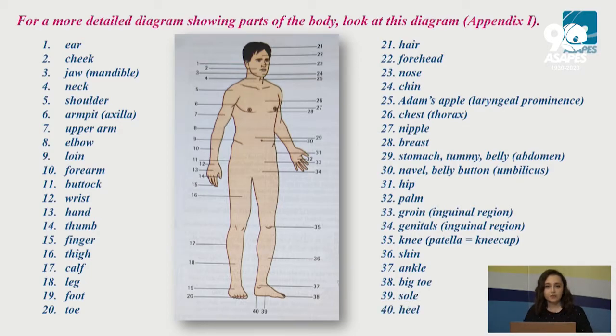We can differentiate three main parts of the body: head, trunk, and limbs. Let's talk about limbs. They include arms and legs. Arms are upper limbs and legs are lower limbs.